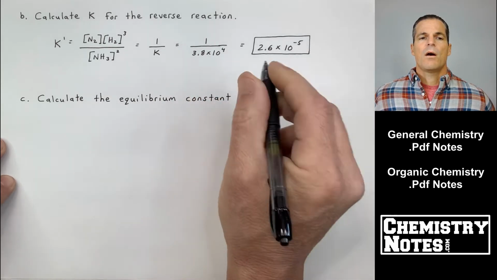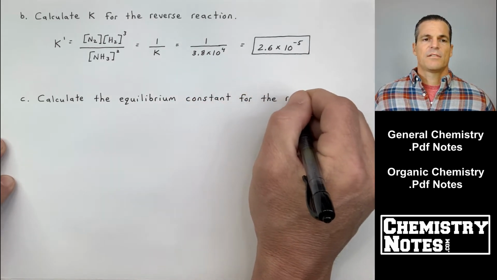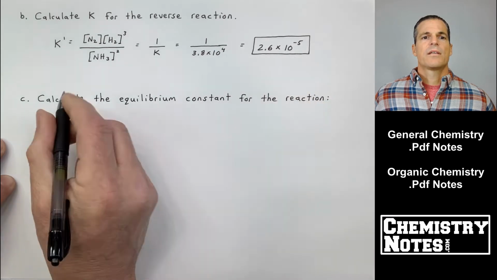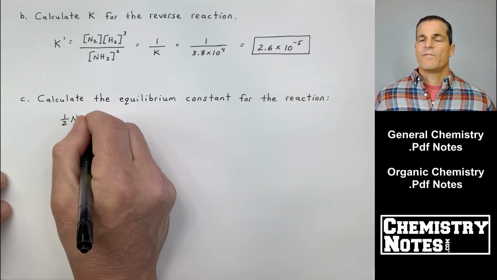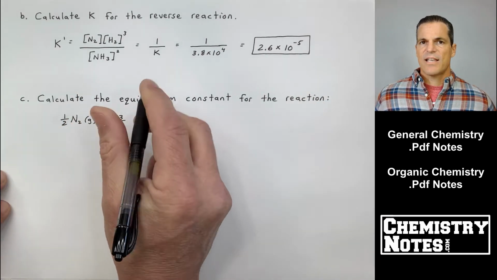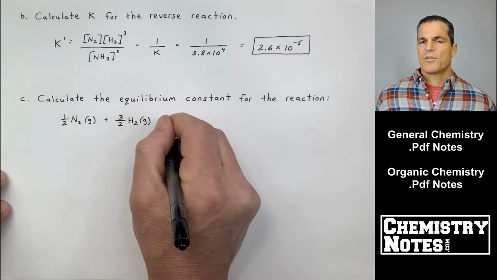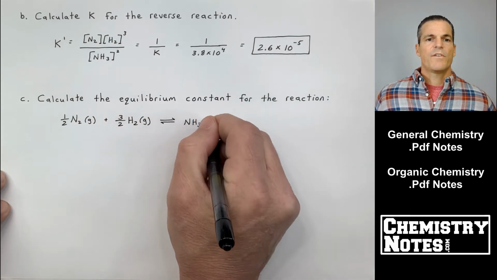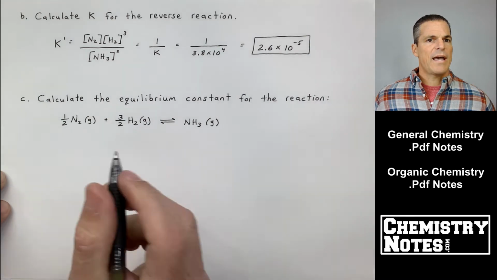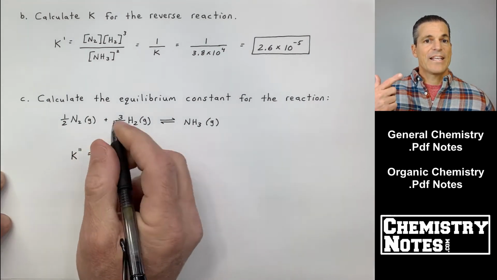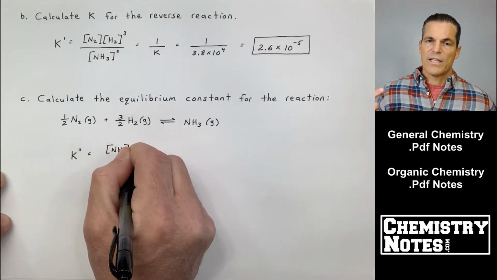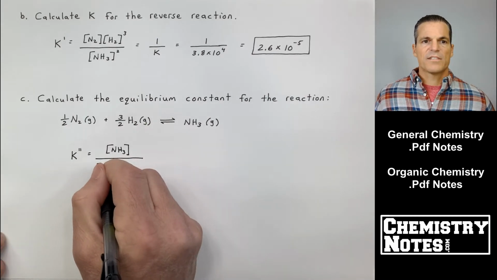All right, C. This is our last question for this example. Calculate the equilibrium constant for the following reaction. And it's just the exact same reaction, but it's been multiplied through by 1/2. So if it's multiplied through by 1/2, then I'm going to raise my K to the power of 1/2. But we'll draw this out and we'll write it all out.